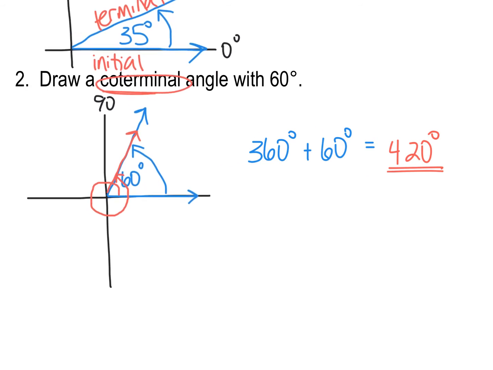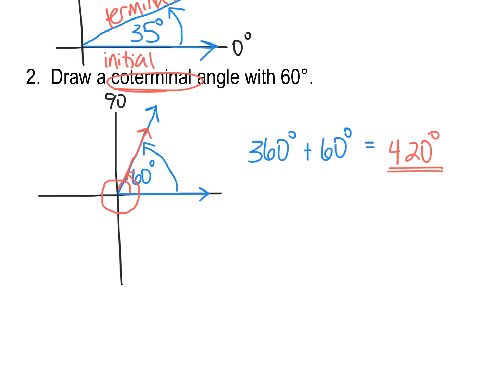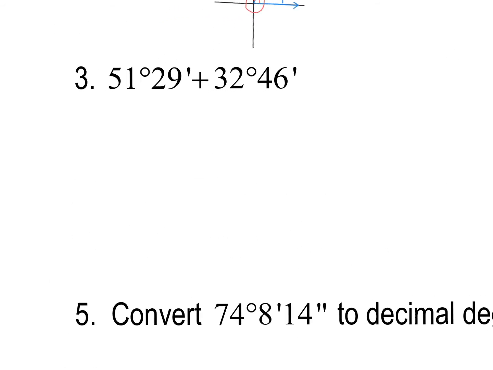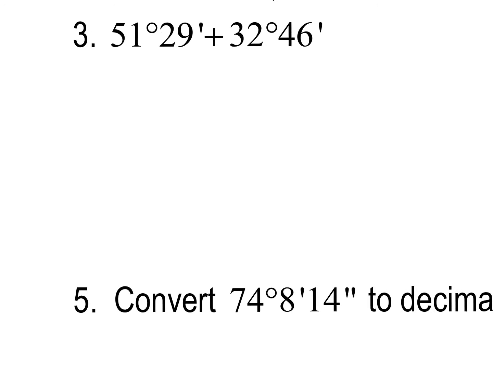All right, so moving on to the next page. Here's some weird looking stuff. Okay, so we need to learn some new symbols. Start with number 3 here. So we have 51 degrees, 29. This thing is called a minute. It's a little apostrophe, but this would be 51 degrees, 29 minutes.